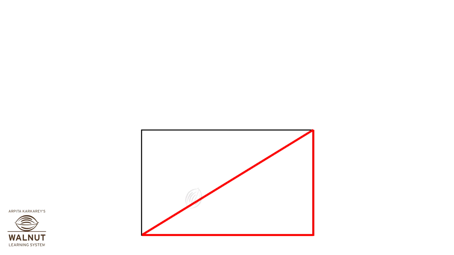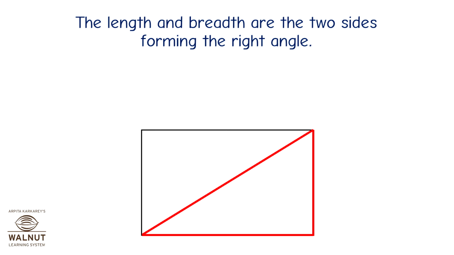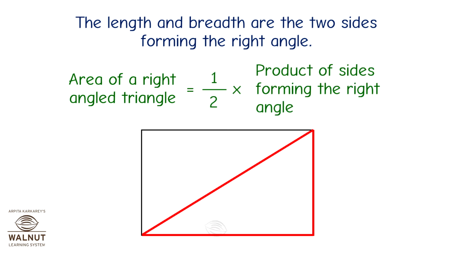Now, take a look at that triangle. It's a right-angled triangle. What is the area of that? Half into length into breadth. Here, the length and breadth are the two sides forming the right angle. So we can say that area of a right-angled triangle is equal to half into product of sides forming the right angle.